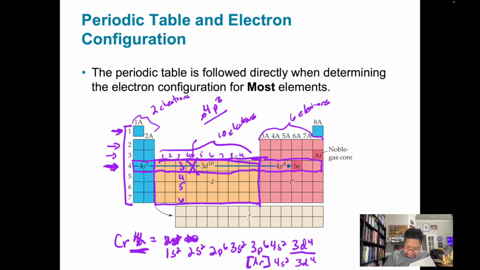How many down is it? Right here. This is it right here. That right there, that's palladium. Pd for palladium. So I'll do palladium.